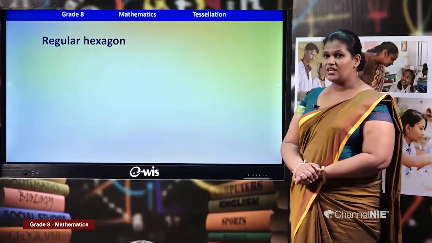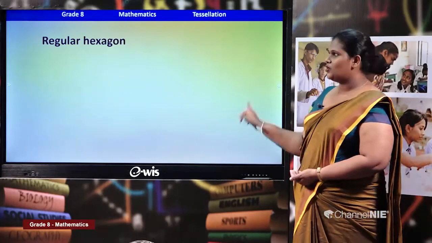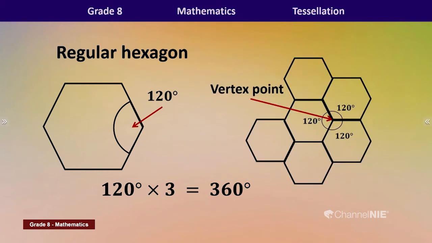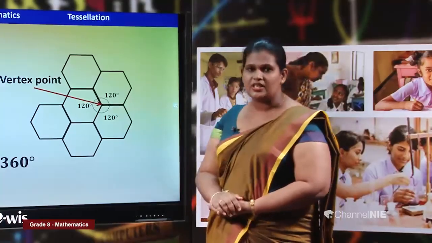Right. Next one is the regular hexagon. Once again, the interior angle of a regular hexagon is 120 degrees. So, when we multiply 120 by 3, it is once again 360 degrees. Therefore, we can create a regular tessellation using regular hexagons. Here, I have mentioned the vertex point also.